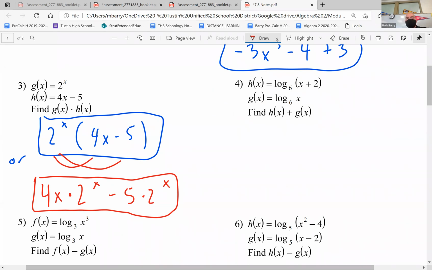A quick note though, on something like this, 5 times 2 to the power of x, that is not 10 to the power of x. You cannot actually multiply these two numbers because 2 has the exponent and 5 does not. All right. So you would always just keep those separate. Same thing here. I cannot multiply the 4 and the 2 because the 2 has an exponent. So that really just messes everything up there.